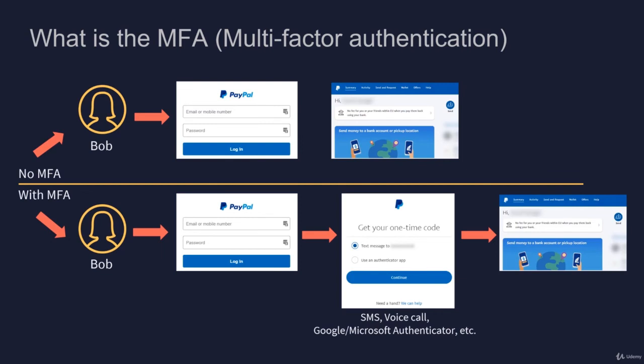In the first case, Bob is able to log in to his PayPal account using just the username and password, and in the second one, he needs an extra step, an SMS message sent to his phone that he defined in his PayPal account. This makes it almost impossible for hackers to access his account, unless of course they have access to his phone or clone his SIM card.